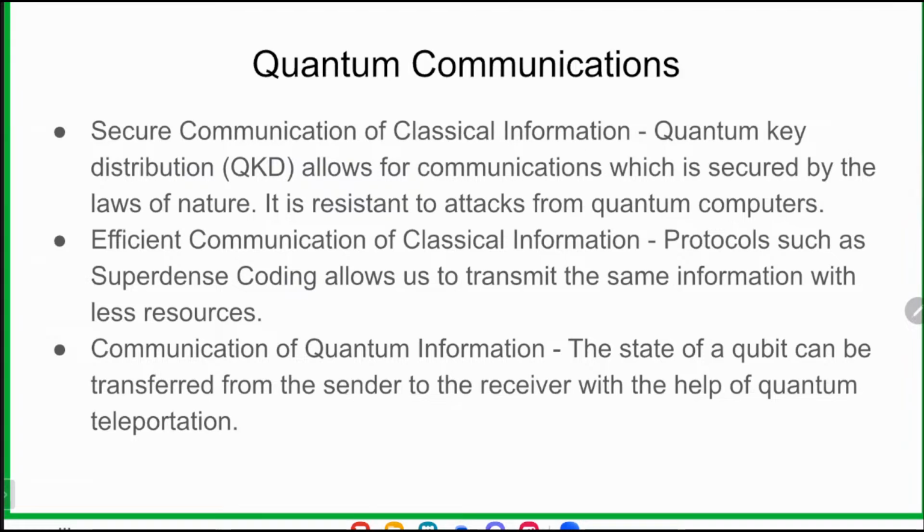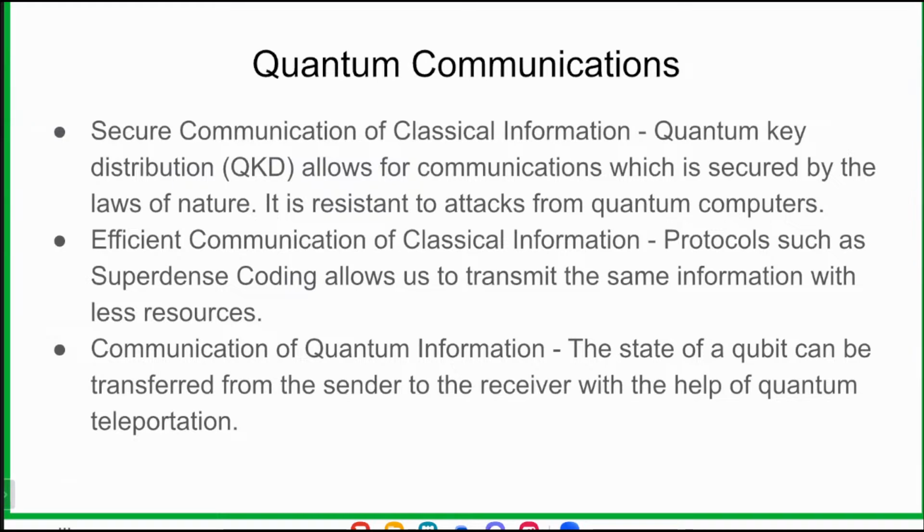So, something we are sending through some public channel, and we want the communication to be secure, so that a third party cannot eavesdrop into what we are sending. And classically, that is the domain of encryption and cryptography.